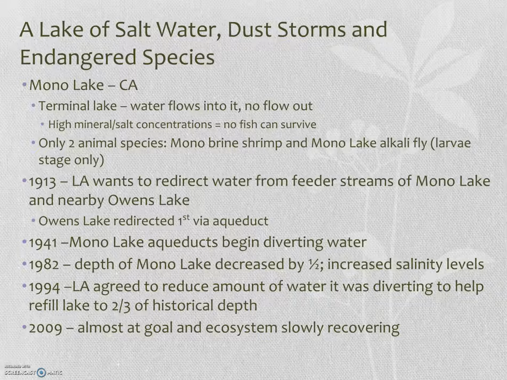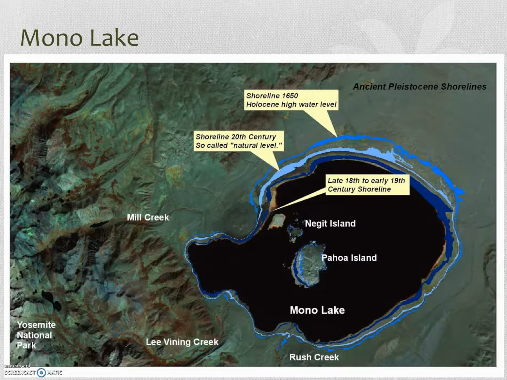So this is just your opening case study that goes over all the different parts of an environmental system. And here's a diagram of Mono Lake showing the shoreline as it previously was, the lower shoreline, and what's referred to as the natural level.